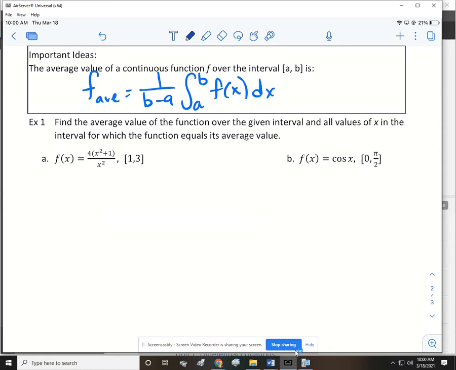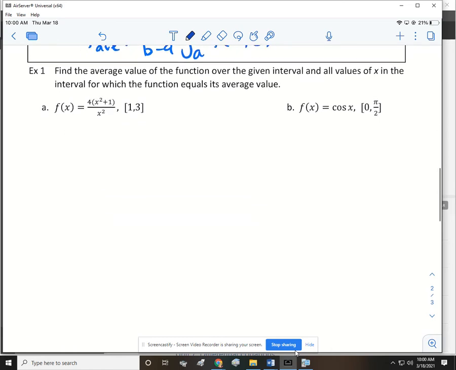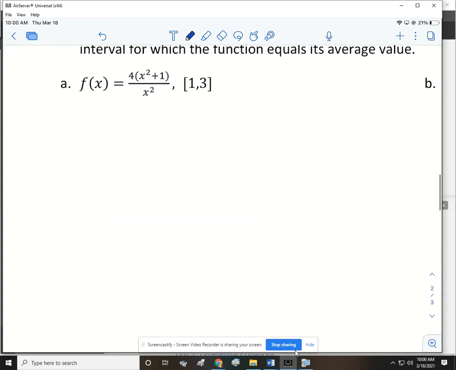Okay. So on example 1, A and B, we are going to find the average value of the function over the interval, and then we're going to find all the values of x in that interval that equal the average value. All right, so we are going to have to do an integral on each of these. So remember that for integration, we don't have a quotient rule, we don't have a product rule, so we cannot find the integral of a quotient or a product. We have to rewrite it in some way.